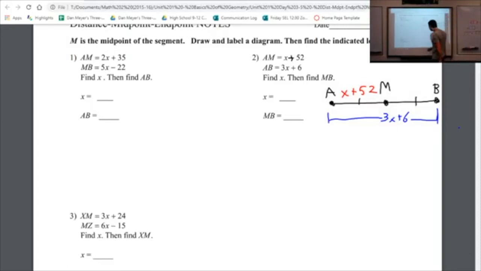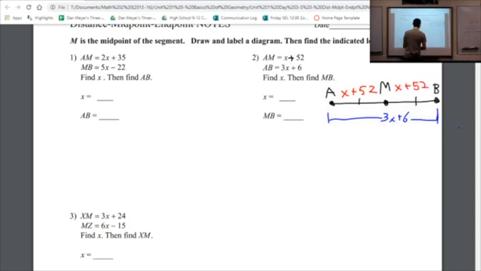Well, what we're going to do is use what we know about a midpoint. Midpoint is going to make the pieces the same. It's going to make the pieces match. So that means A to M and M to B are going to match each other. If this is x plus 52, remember in the beginning I said, hey, this piece is 5, so that piece is 5. It matches. Same thing here. This is x plus 52. That means this has to be x plus 52. They've got to match.